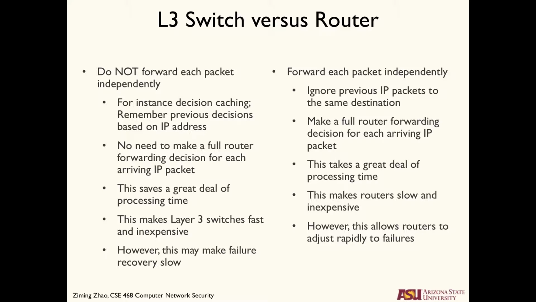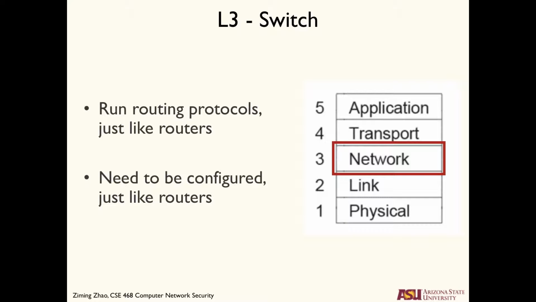So the takeaway is that layer 3 switches look at the IP headers as well. They are kind of like routers. They also run routing protocols. Previously, with switches, you didn't need to configure them. Every time you put in a switch, you could use it right away. But it runs some protocols, like the spanning tree protocol, which we didn't talk about because it's not really related to security.